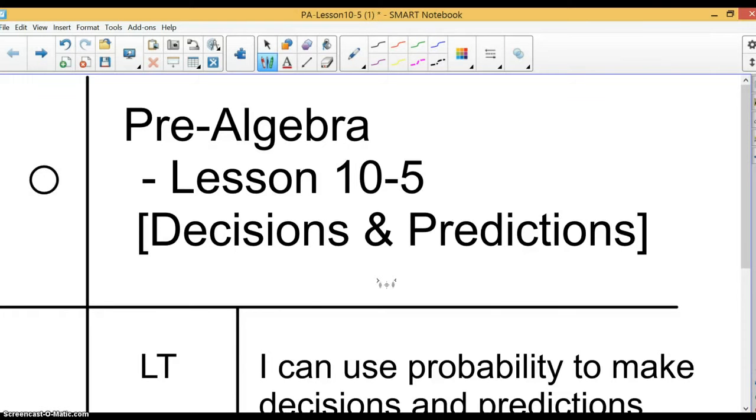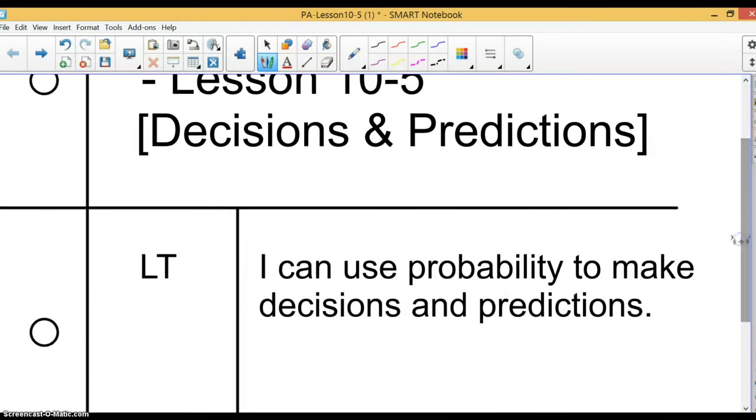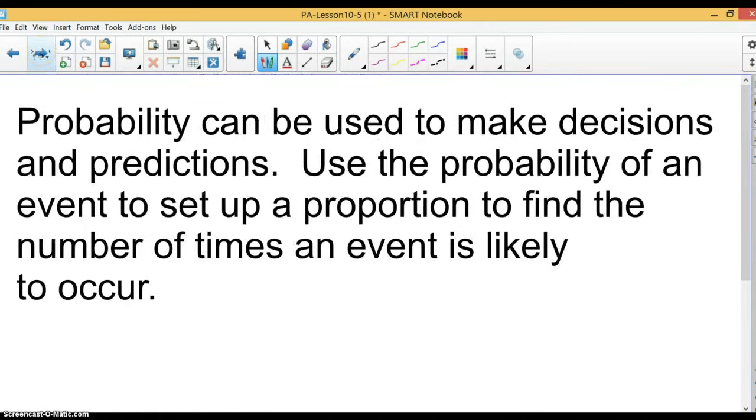We're talking about Chapter 10, Lesson 5, and this is all about using probability in our everyday lives. The main focus is to use probability to make decisions and predictions, and that's exactly what our learning target is. I can use probability to make decisions and predictions. First thing that we really need to know is that these decisions and predictions, we solve them and figure them out by using proportions, just like we did back when we learned percents originally. The other way that we can use this, I'll talk about in a second.